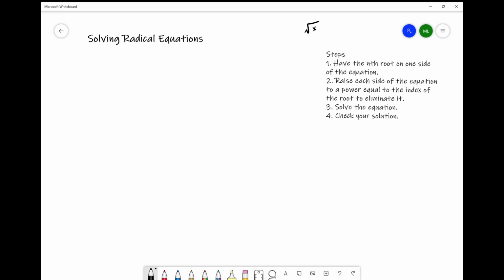Okay, so just like any other math problem, we have steps. One, have the nth root on one side of the equation. Basically, have all your radicals on one side of the equation. Second, raise each side of the equation to a power equal to the index of the root to eliminate it. So if you have a square root, you're going to square it. If you have a cube root, then you're going to cube it, and so on and so forth. Then three, solve the equation as you normally would using your basic algebra skills. And then four, check your solution, meaning plug your answer back into the original equation.